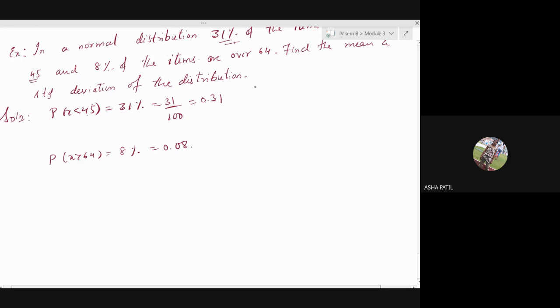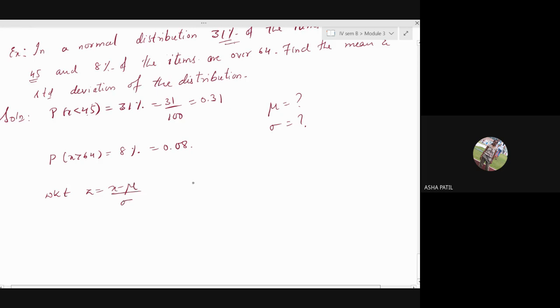So with this data, what you have to find is the mu value and the sigma value. So they are asking for the mean and standard deviation. Given are these two data for us. So what we do is, first let us standardize the values. We know that Z is equal to X minus mu by sigma. We want these mu and sigma values.